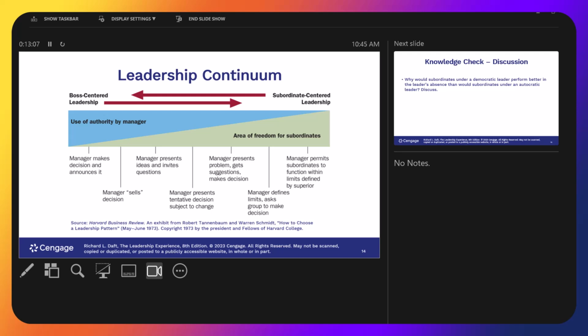So we look at this leadership continuum. We see boss-centered leadership on one side, and we see subordinate-centered leadership on the other side. So use of authority by manager, areas of freedom for subordinates. You see the difference. Let's look at the far left. Manager makes decision and announces it. Look at the far right. Manager permits subordinates to function within limits defined by superior.